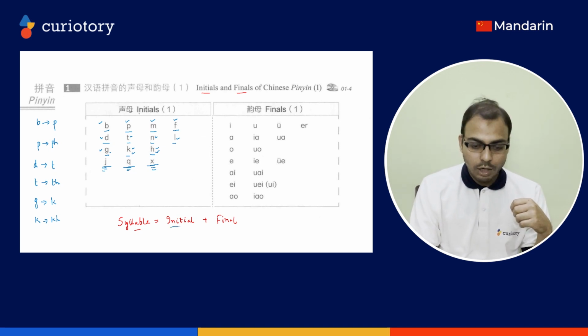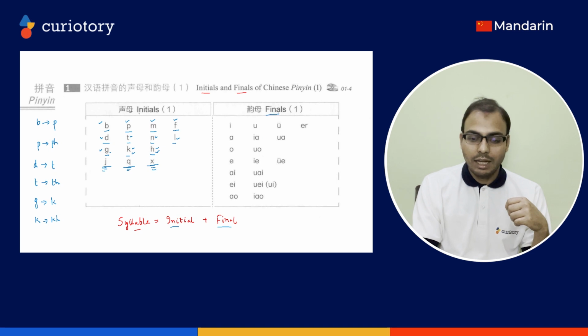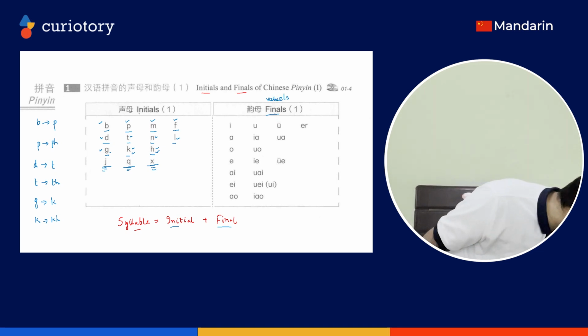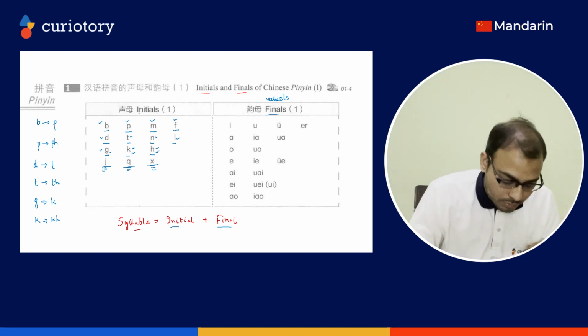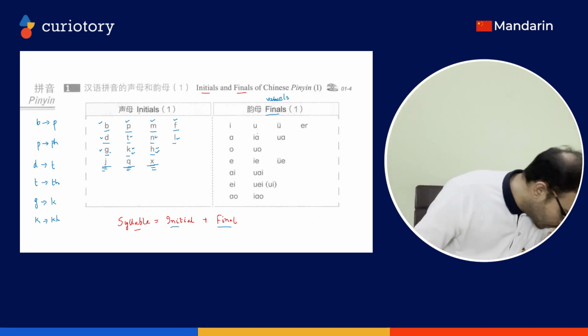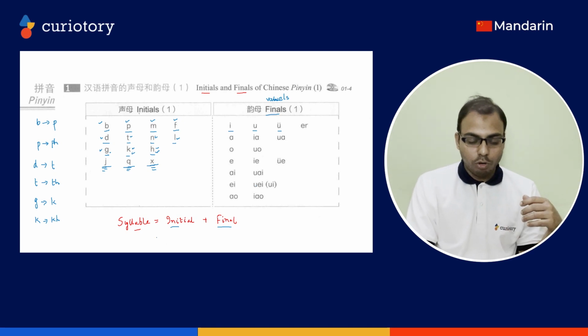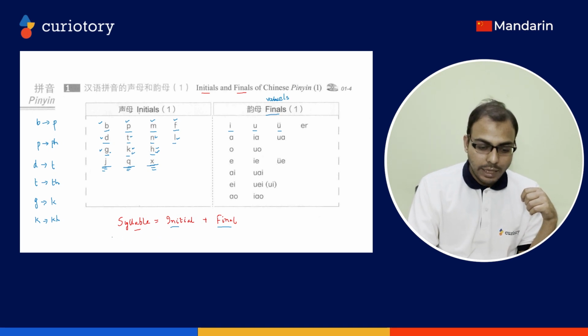Now we come to the finals part. What is a final? Finals are like the vowels of the English language. Now how to pronounce them? I, U, and U with a double dot. Before telling you how to pronounce I, U, and U double dot, you should know about some of the finals.